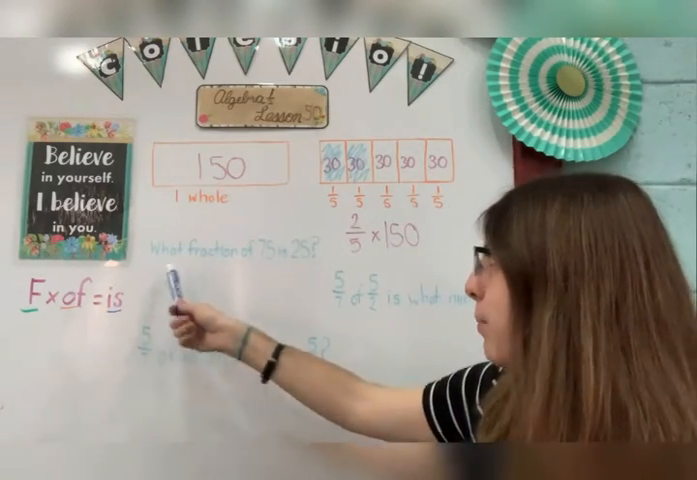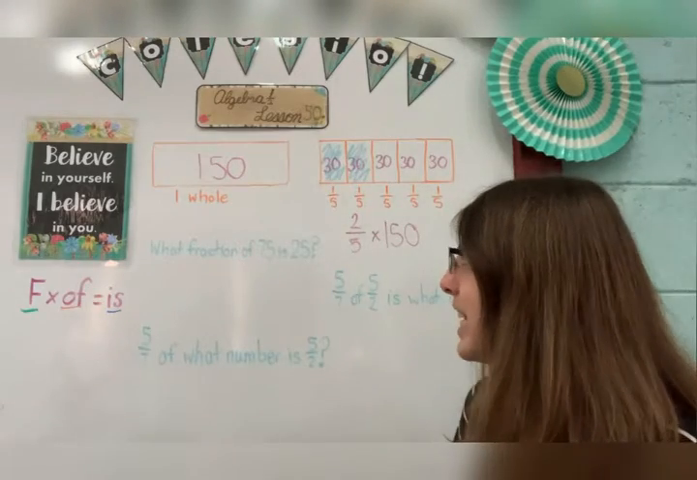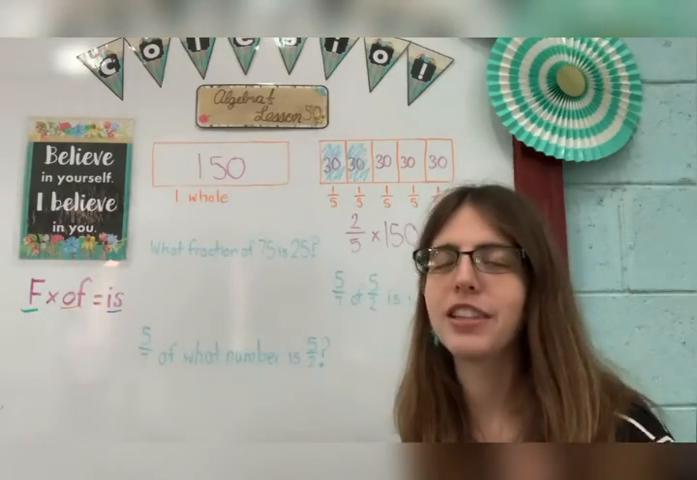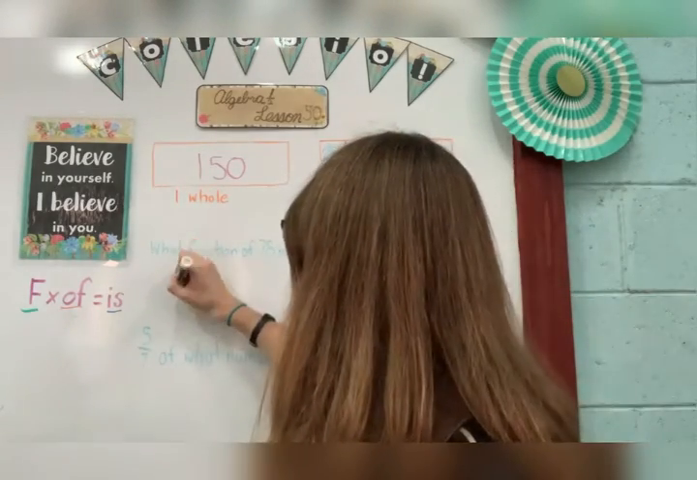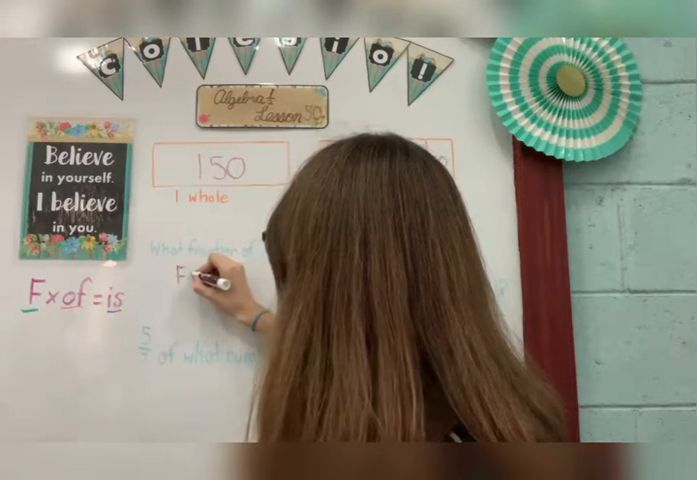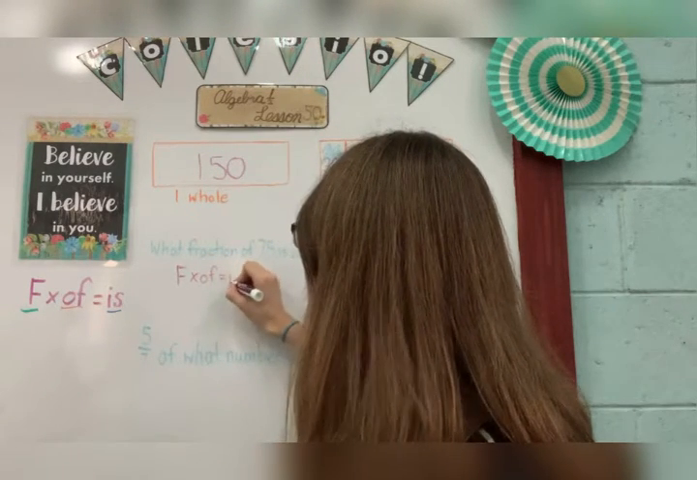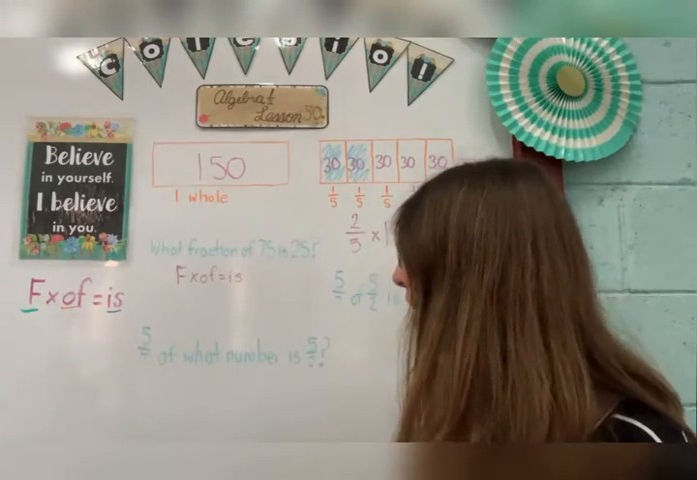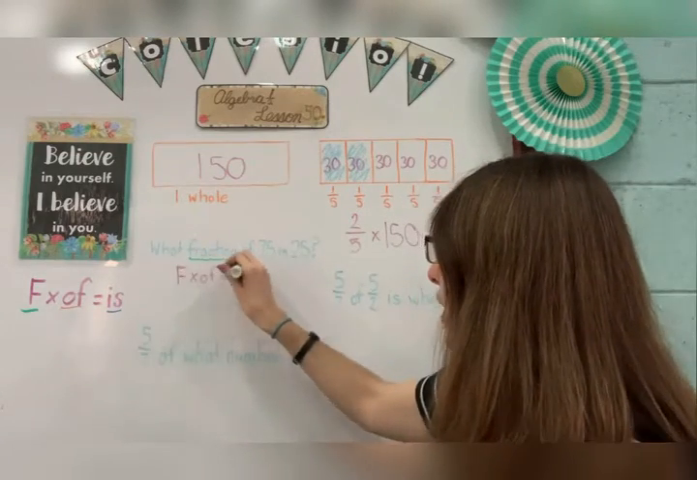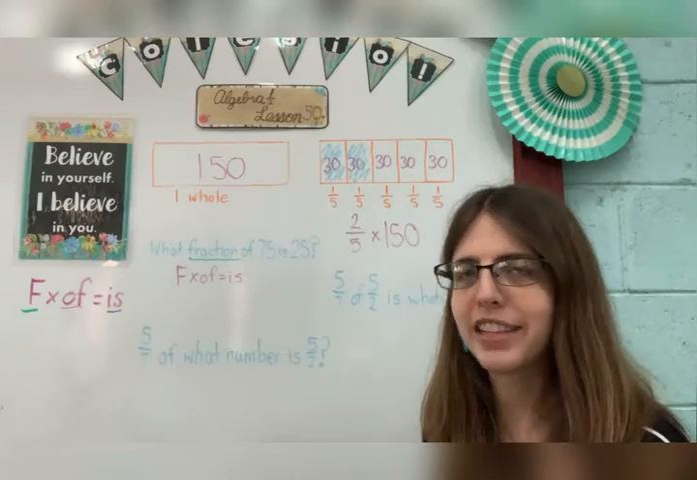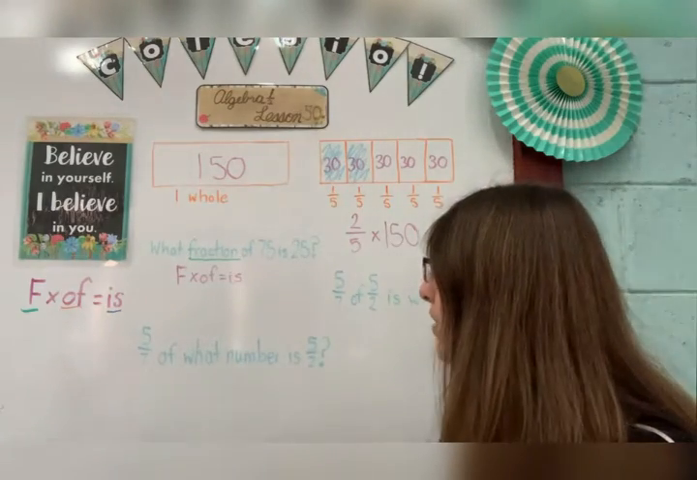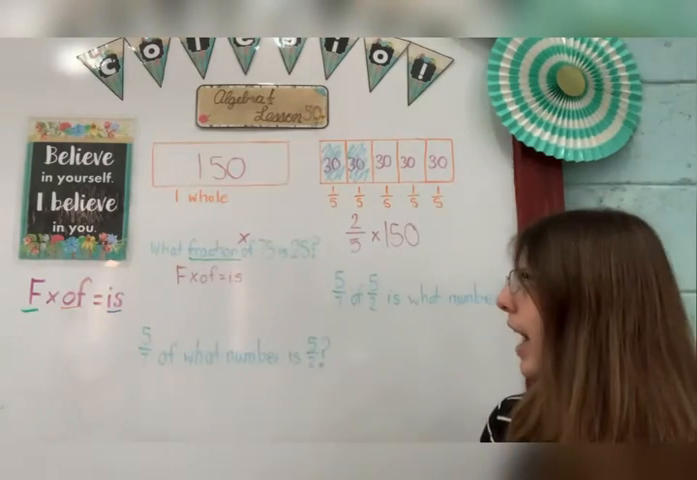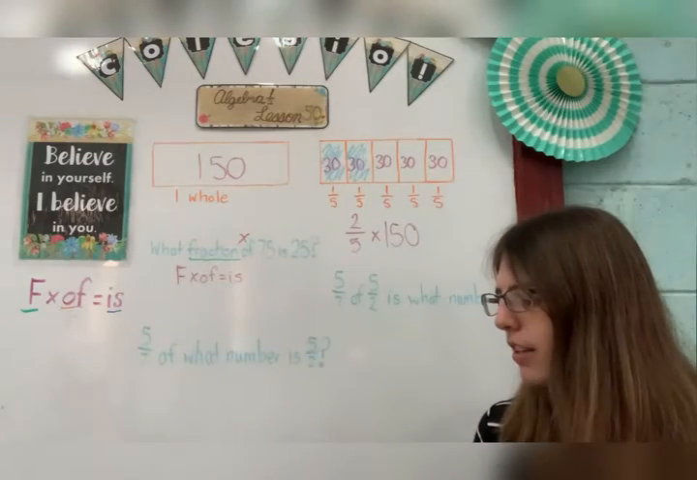So let's start with this example. What fraction of 75 is 25? Let's start by writing the equation. F times of equals is. So do I know the fraction? Let's find it in my problem. It says what fraction? So nope, I'm looking for that. So that's going to be my variable. Of 75. Also, this is a hint for you: anytime you see the word of, it means multiply. So I have my fraction times 75.